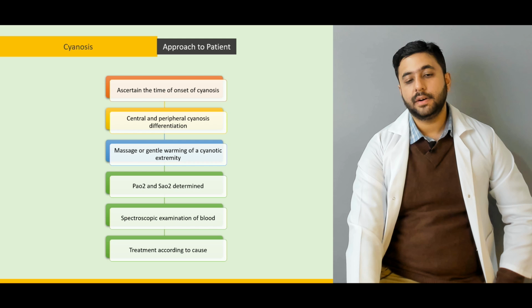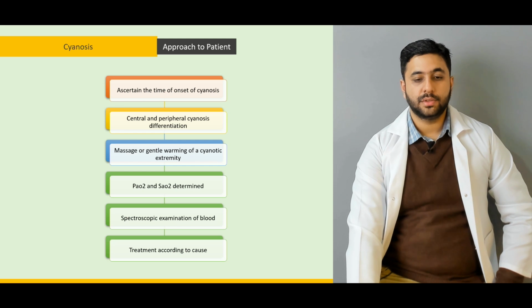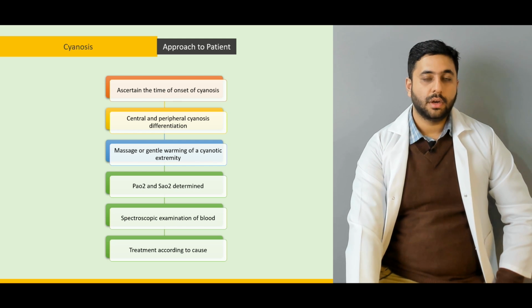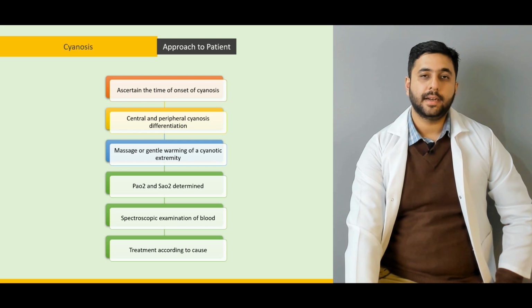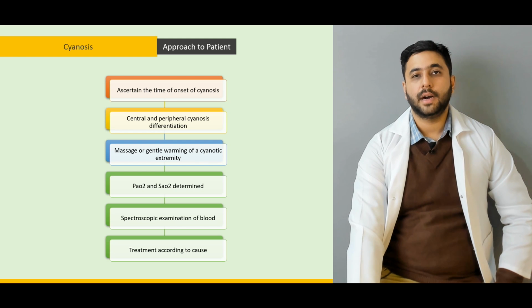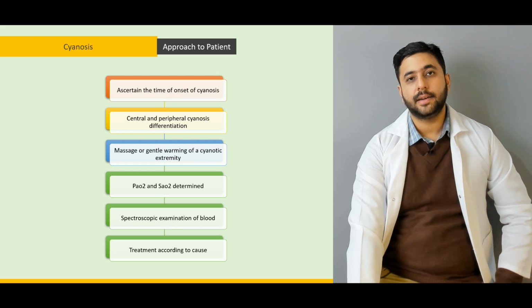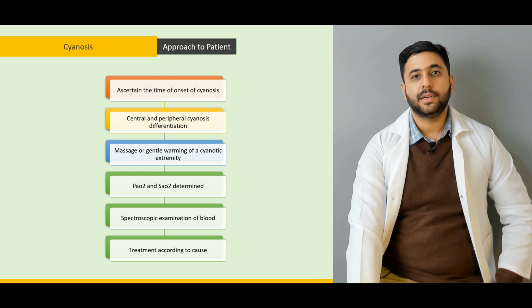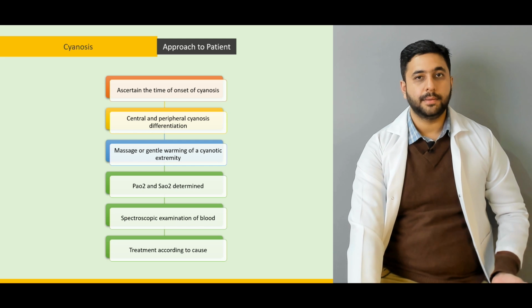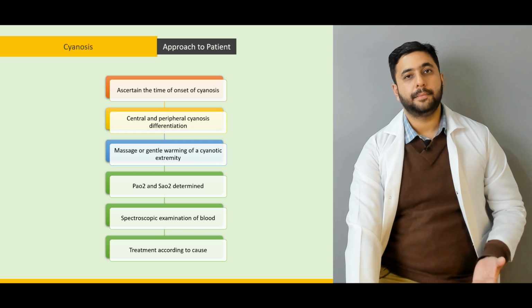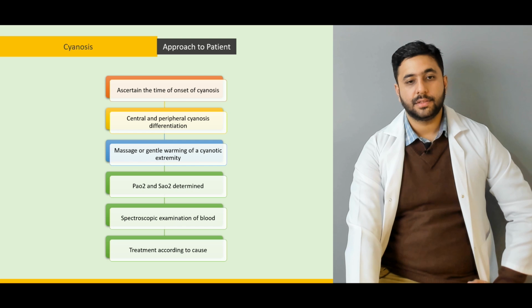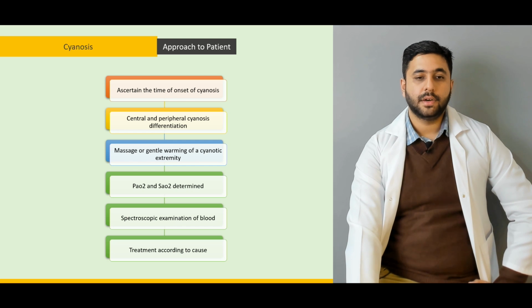And then when we have finally ascertained the cause of the cyanosis, we treat according to the cause. If there is anemia, we replace the RBCs or the hemoglobin. If there is decreased iron present, just give the patient iron. If there is methemoglobinemia, treat the methemoglobin. If there is carboxyhemoglobinemia or carbon monoxide intoxication, place the patient in a hyperbaric chamber, and that takes care of itself. So this is a generalized approach to a patient with cyanosis.